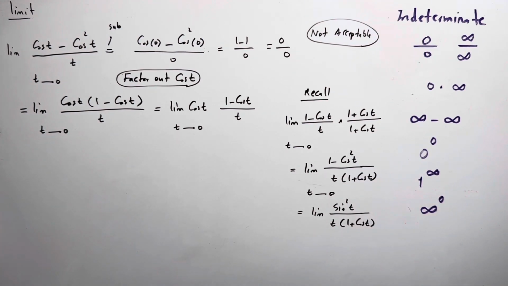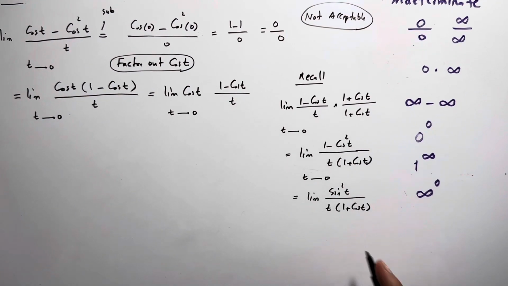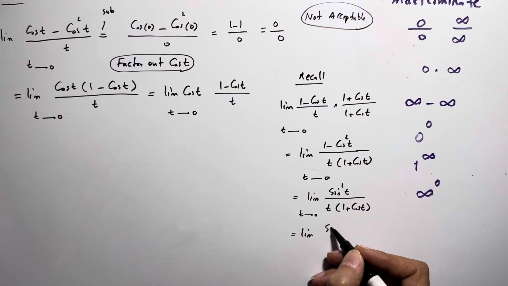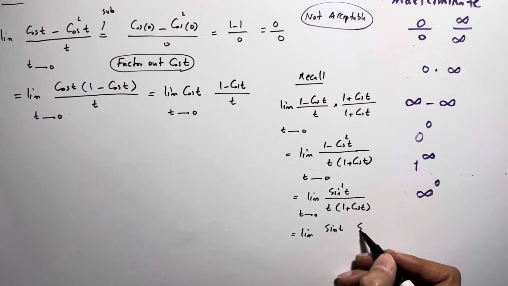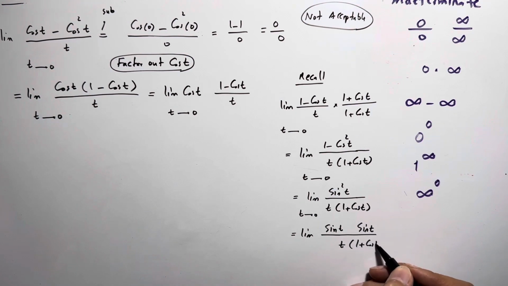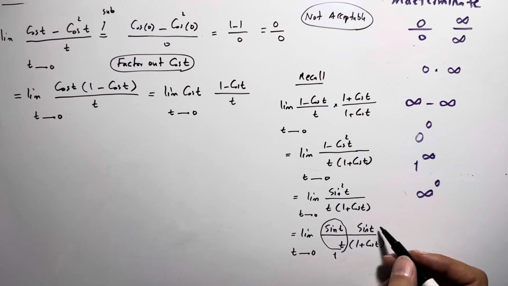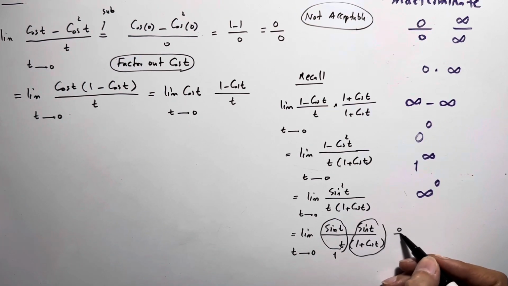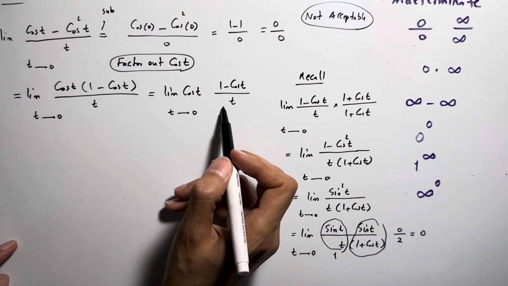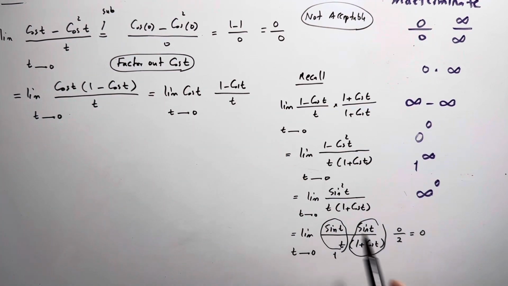And as you remember, to calculate this limit, you can separate this as the limit of sine t times sine t over t, over 1 plus cosine t as t goes to 0. This part is equal to 1, but the other part becomes 0 divided by 2, or 0. So this limit is basically 0.